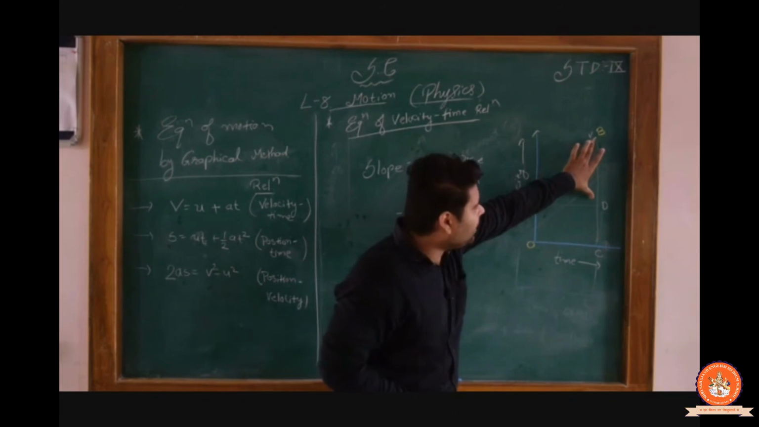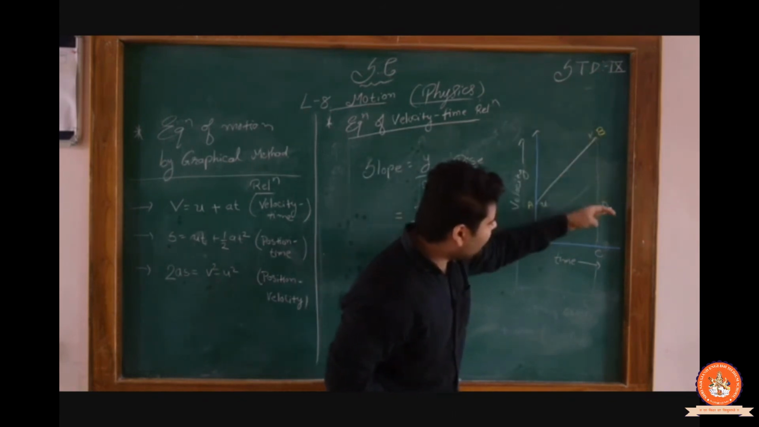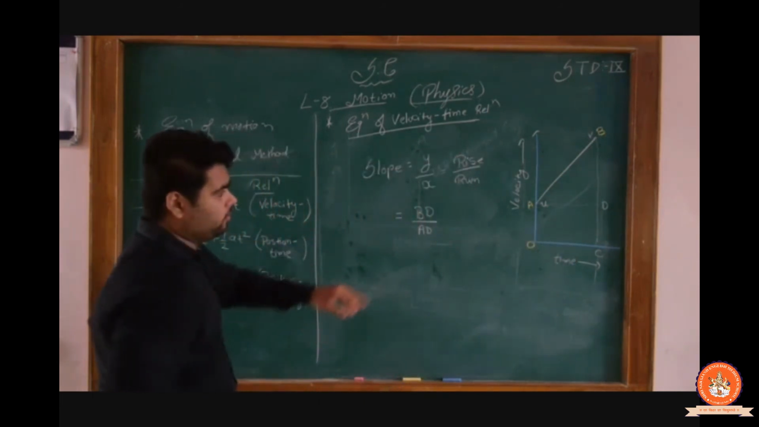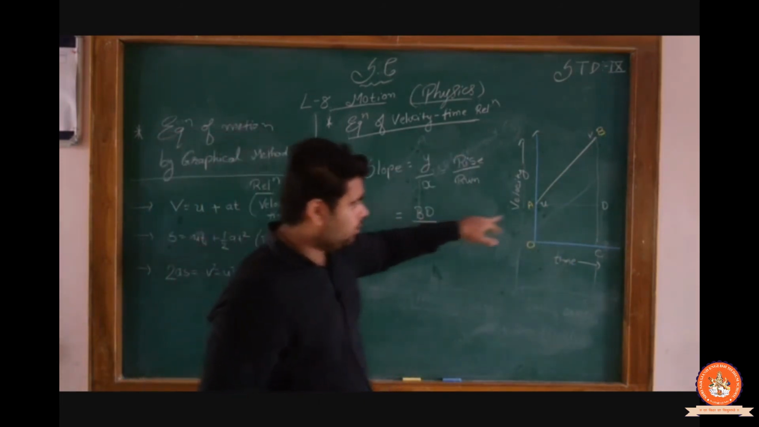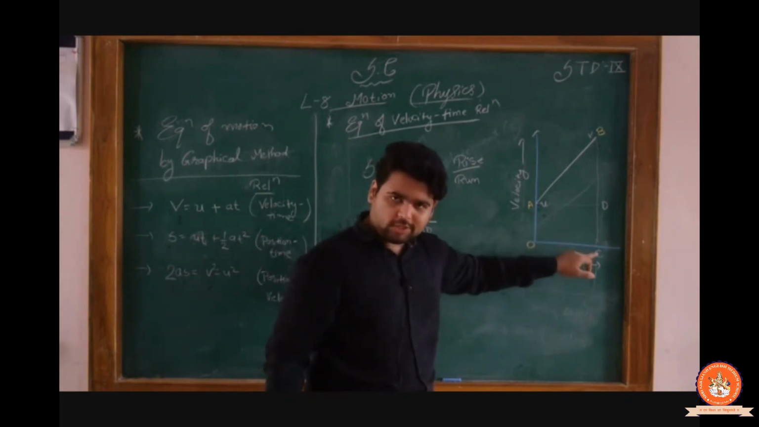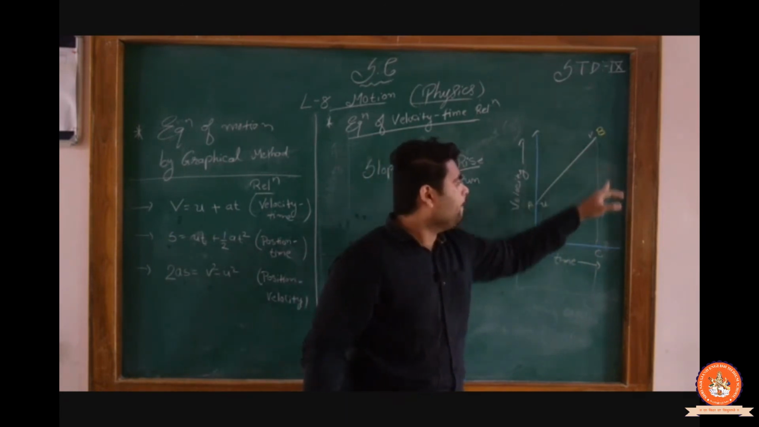So to take the slope, what do we need to take? The y-axis and the x-axis. For that, the y-axis is BD and the x-axis is AD. Clear? Now we have the value of AD because AD is parallel to OC, which means this is a time graph. But we don't have the value of BD.